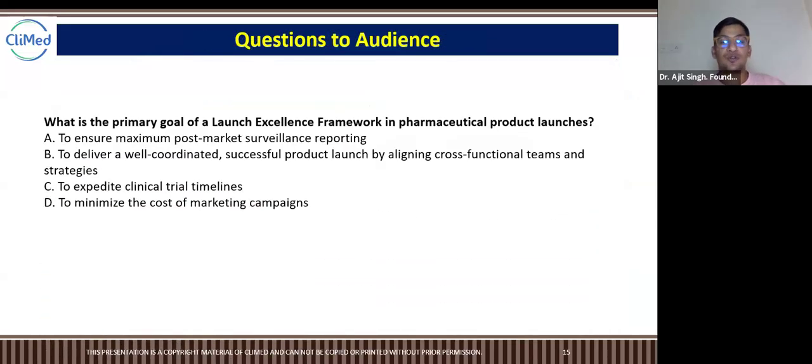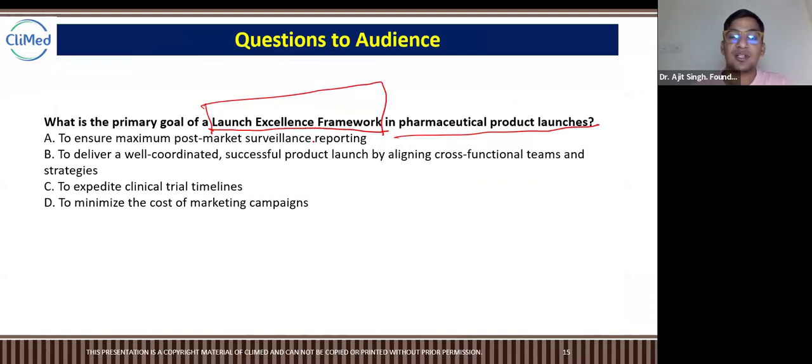Okay, now the next question to all of you. Another wonderful slide is going to come, another wonderful learning. Can someone tell me what is a launch excellence framework? Guys from pharmaceutical management, pharmaceutical marketing, or regulatory affairs, can you tell me what is a launch excellence framework? Tell me, guys.